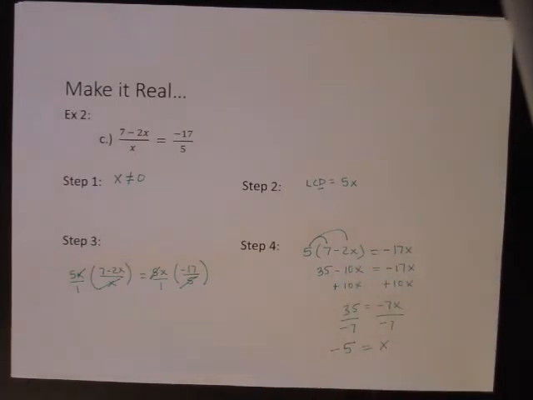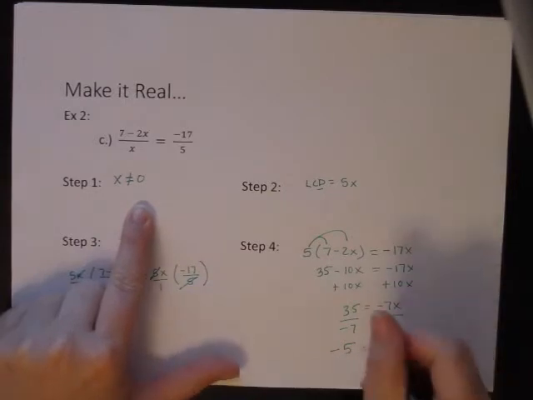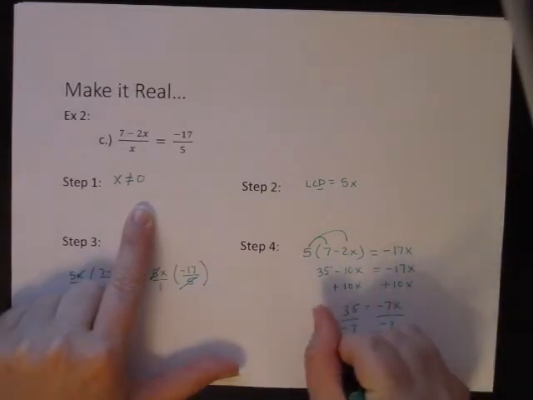Last thing I have to do is ask myself, hey, does this answer make sense? And I look at step 1, and as long as x doesn't equal 0, which x does not equal 0, it equals negative 5. Therefore, this is my answer.